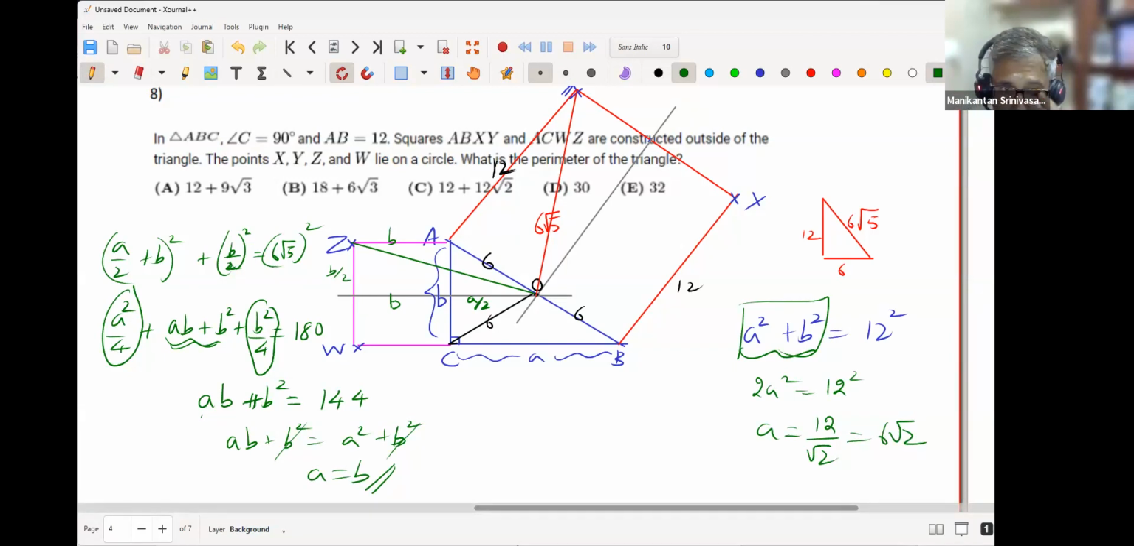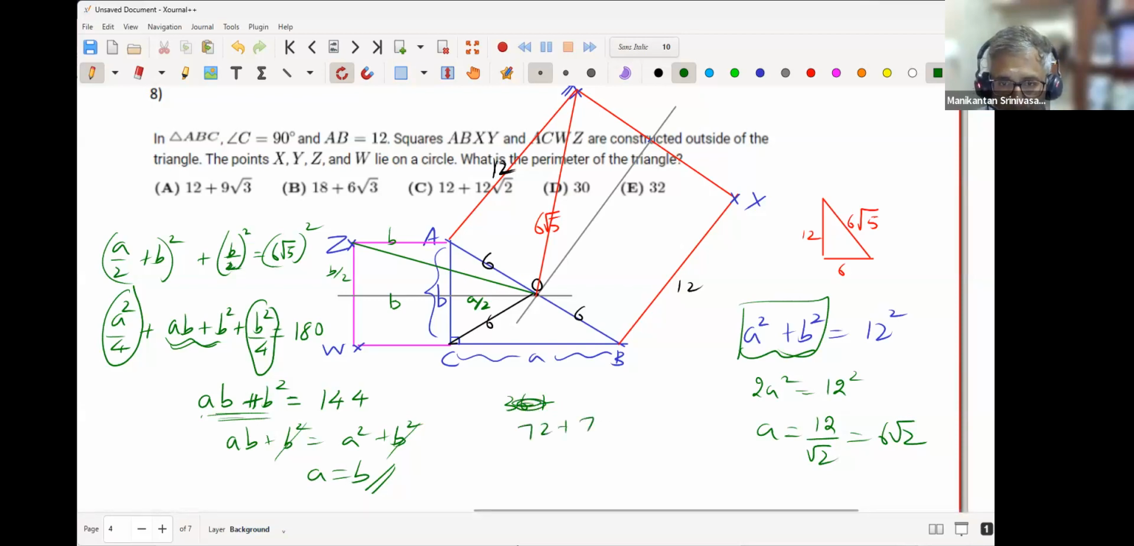So I can just quickly do a simple sanity check. 6 root 2 whole square is 36 times 2, which is 72, plus 72 is indeed 144.